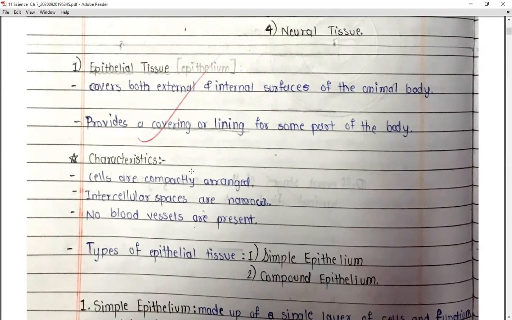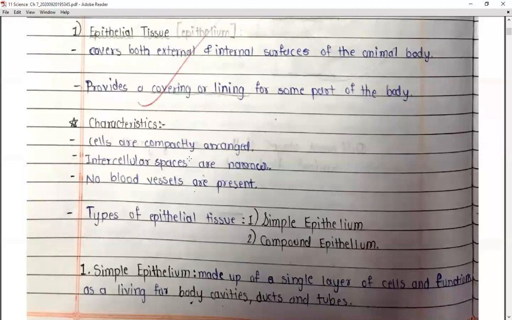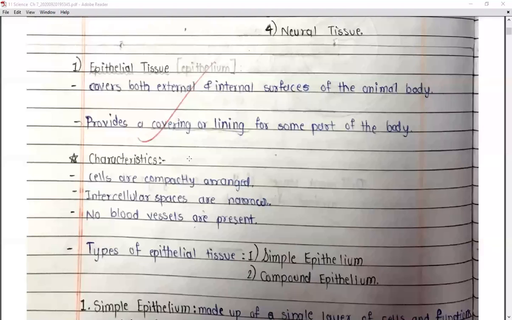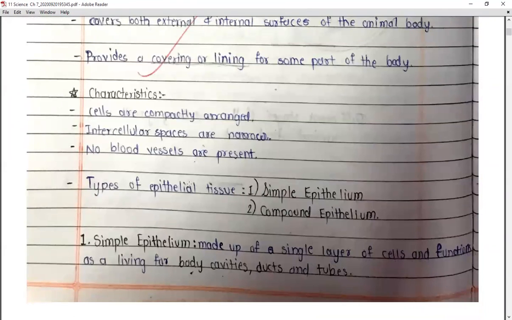Next are the characteristics. What are the characteristics of the epithelial tissue? Now we are going to see about the characteristics of the epithelial tissue. The cells are compactly arranged. The first characteristic of the epithelial tissue is that the cells which are present are compactly arranged, right? Compactly arranged means there will be no spaces in between. Next, the intercellular spaces are narrow. The spaces which are present are comparatively narrow.